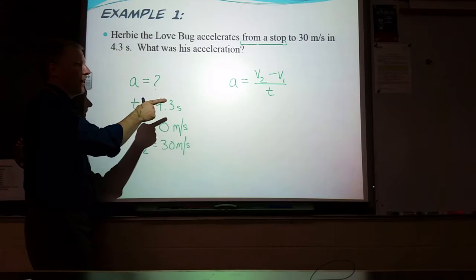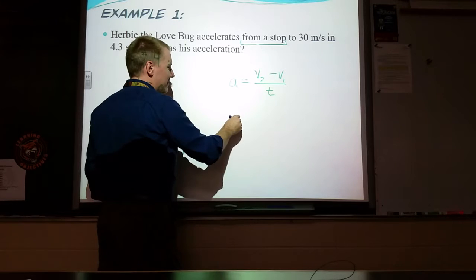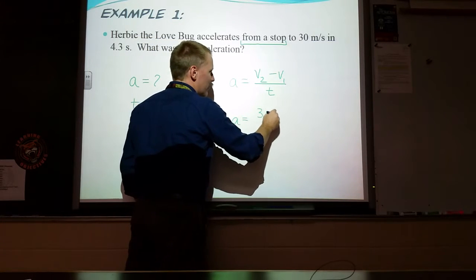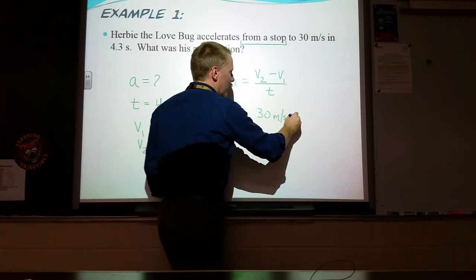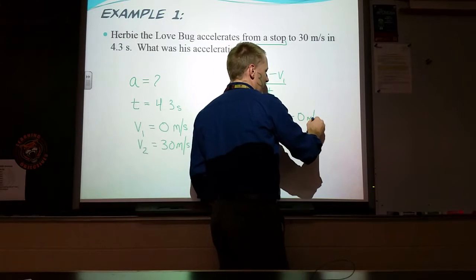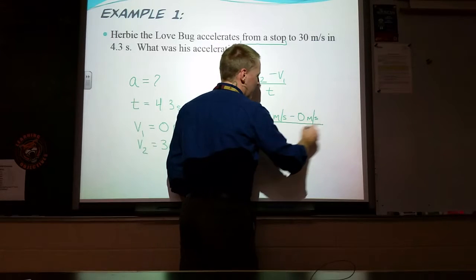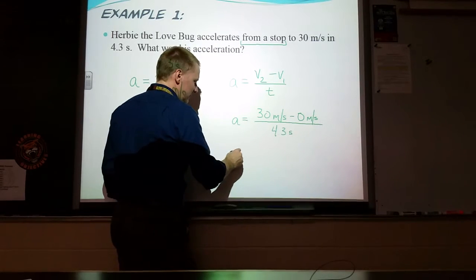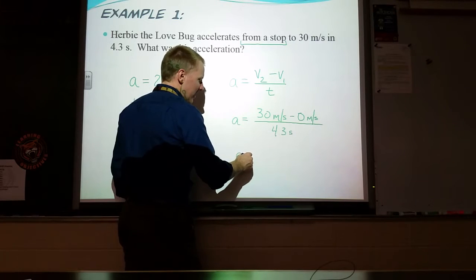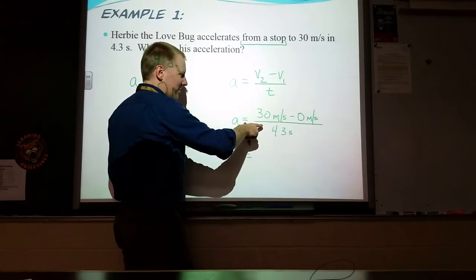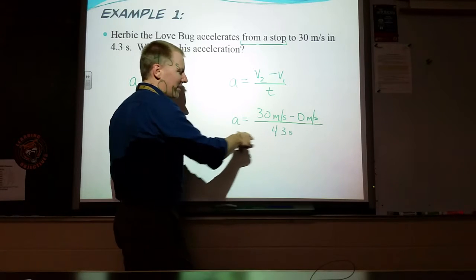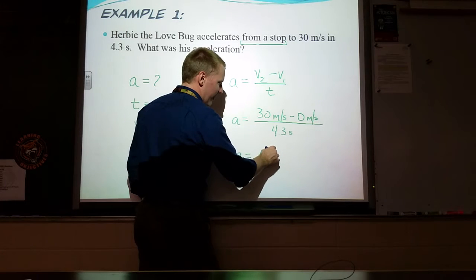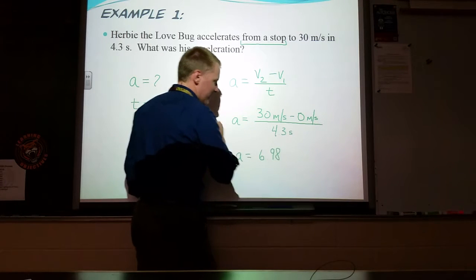Okay, now we can put values in. We'll just make sure that it's always V2 minus V1. So it'd be 30 meters per second is V2, minus 0 meters per second is V1, over 4.3 seconds. Acceleration then. The numbers are easy. It's 30 minus 0 is 30, divided by 4.3, that's just under 7. And I did that first hour, so I remember that it's 6.98.